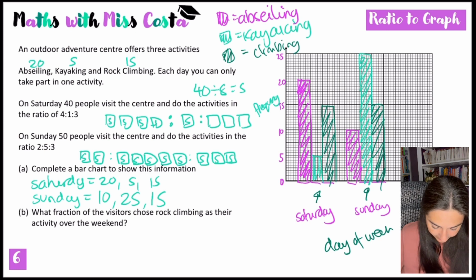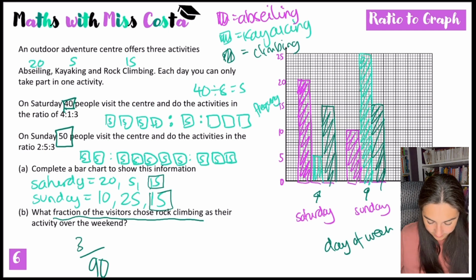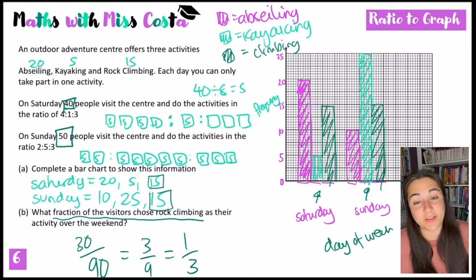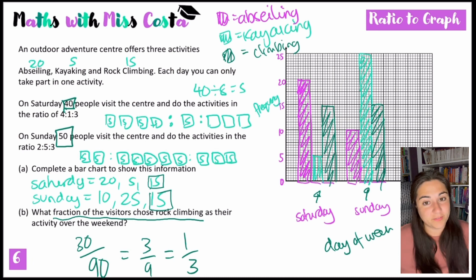Okay, then it says, what fraction of the visitors chose rock climbing as their activity over the weekend? So in total, there were 90 visitors, 40 plus 50. And rock climbing was the third one, so 15 plus 15 is 30. So that would simplify to 3/9, which would simplify to a third. So a third of everyone chose rock climbing. Very fun activity.